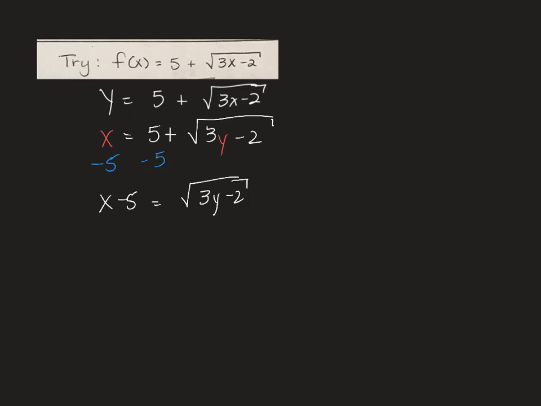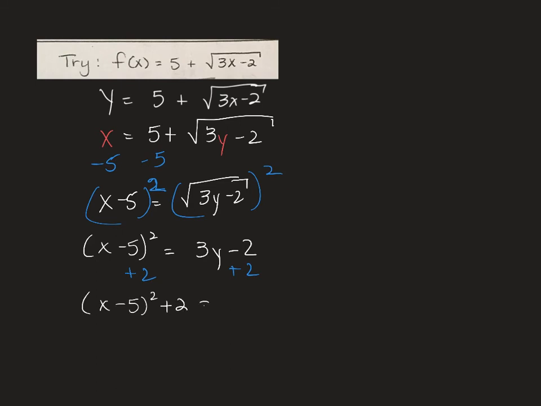All right. Now we're going to square both sides. Get rid of that radical by squaring. That's a 2 there. Both sides. So this becomes x minus 5 quantity squared. That's going to equal 3y minus 2. We're going to add 2 to both sides. You're going to have x minus 5 quantity squared plus 2 equals 3y. Divide by 3.